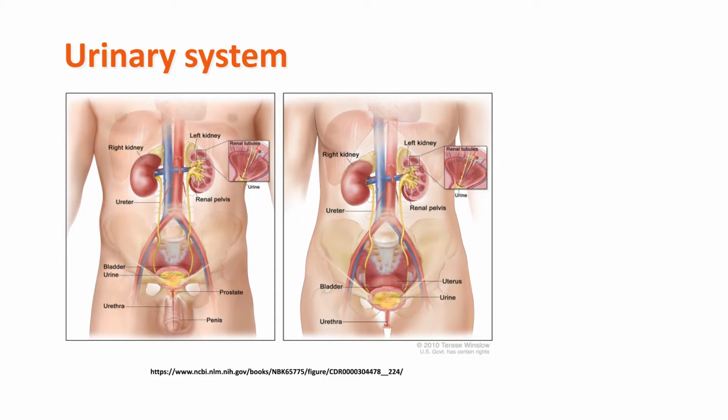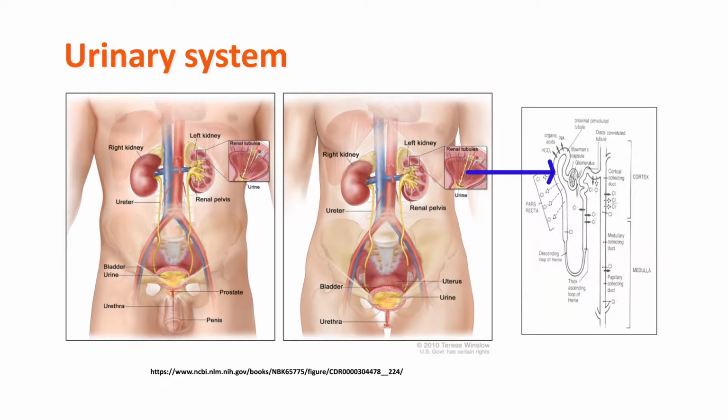The microscopic examination of kidney tissue reveals the presence of approximately 1 million nephrons. These tiny units are responsible for filtration, absorption, and excretion. The structure is composed of blood vessels, glomerulus, and tubules, as shown in the rightmost picture on this slide.